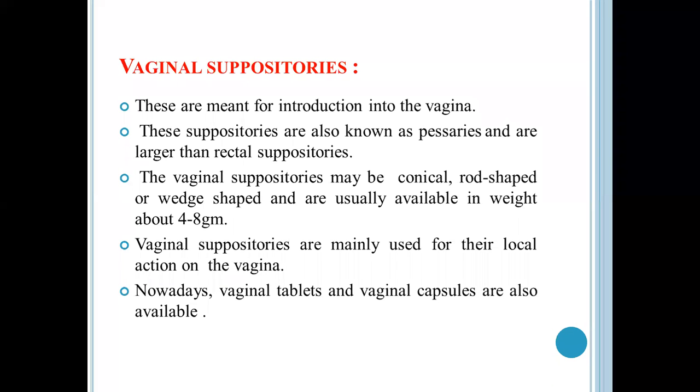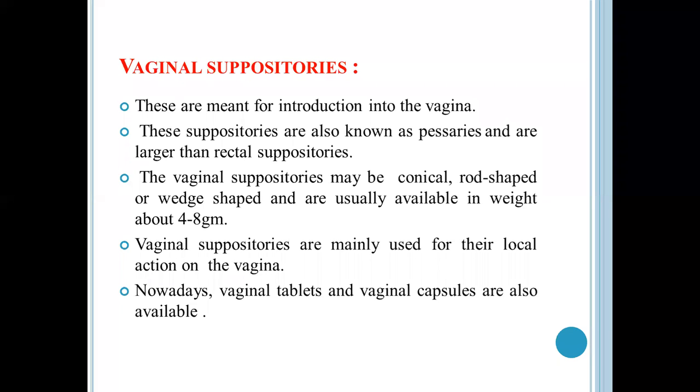The next point, these vaginal suppositories may be conical, rod shaped or wedge shaped and they are usually available with a weight of about 4 to 8 gram. What is the weight of vaginal suppositories? 4 to 8 gram. The next point, vaginal suppositories are mainly used for local action on the vagina. Where they are incorporated, they show their local action. They do not show their action on the whole body. So they show their local action on the vagina because they are inserted into the vaginal cavity.